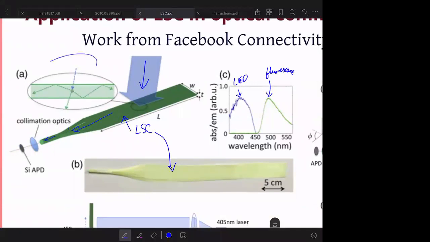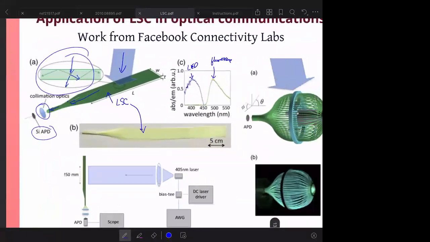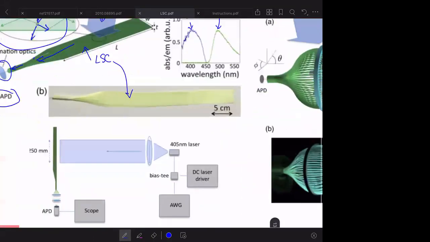And this is a familiar picture of light trapping. Blue light comes in, green light is emitted. Some of it's trapped, some of it has escaped. And then you have some conventional lenses and then a detector. APD refers to an avalanche photodiode. It's a way to measure the intensity of the light. It can be very fast, so you can do time division multiplexing to send communication signals. So that's exactly what they did.